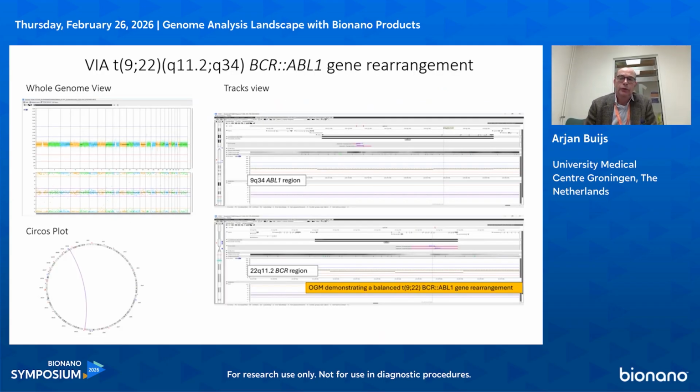So the first example I'd like to show is a case with a 9;22 translocation, and you see in the left hand corner the circle plot, the line between chromosome 9 and chromosome 22. In the upper left corner you see the whole genome view from chromosome 1 to chromosome X, in this case a female. And on the right you see the ABL region on chromosome 9 and the BCR region on chromosome 22. And in this case you see that OGM demonstrates a balanced translocation 9;22 with a BCR-ABL rearrangement also on the molecular level.